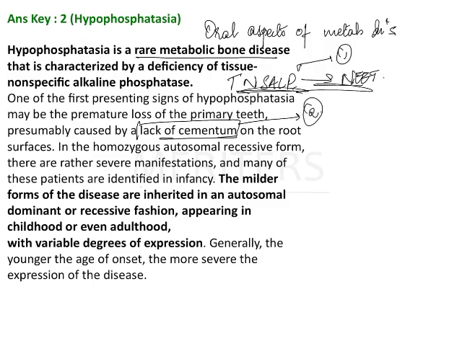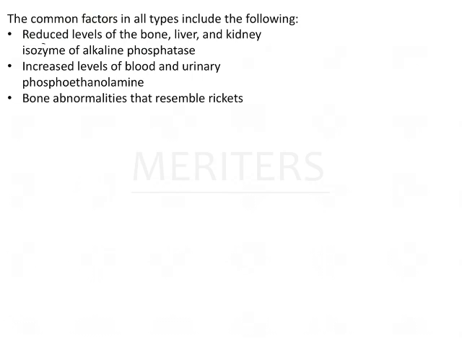In the homozygous autosomal recessive form, there are rather severe manifestations, and many of these patients are identified in infancy. The milder forms of the disease are inherited in an autosomal dominant or recessive fashion, appearing in childhood or even adulthood with variable degrees of expression. So basically, all you need to remember is that it is a genetic disease. Generally, the younger the age of onset, the more severe the expression of the disease.